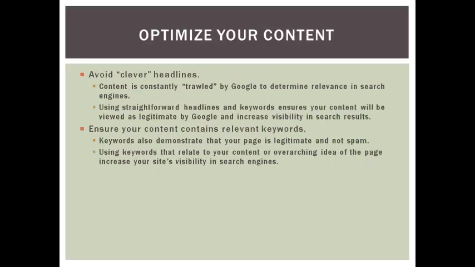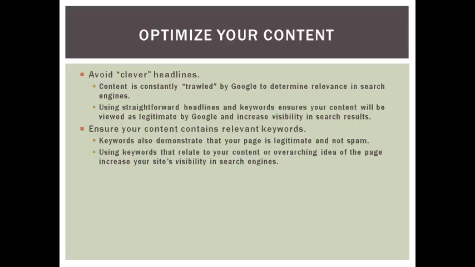The best way to increase the visibility of your website is to ensure your content is optimized for the web. Avoiding clever headlines is the first component of optimized content. Most users will find your site via a search engine like Google or Bing. They will not be looking for a clever way to search for your information, and if the headings on your page do not contain keywords or a straightforward description of the information on your page, users may miss your content.